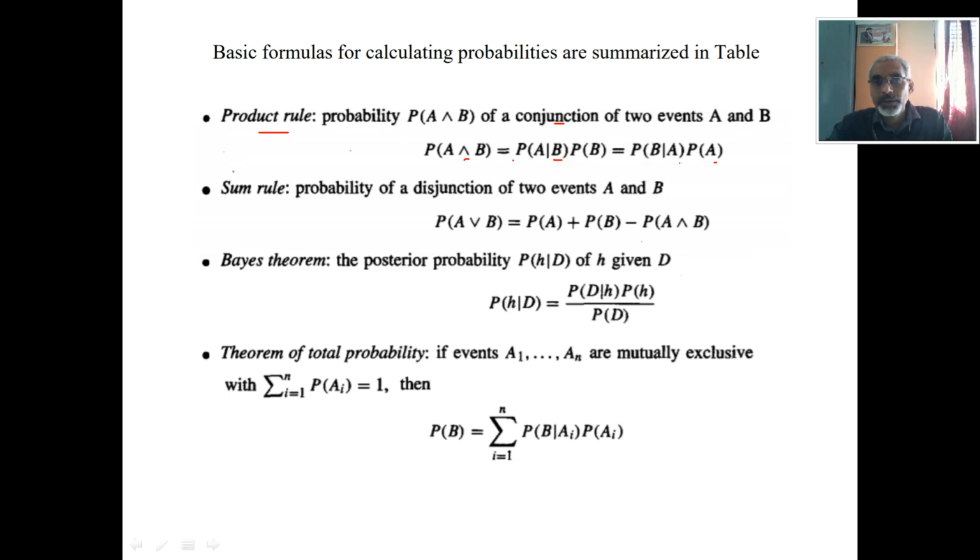Probability of A and B is equal to probability of A given B into probability of B, which is equal to probability of B given A multiplied with probability of A.